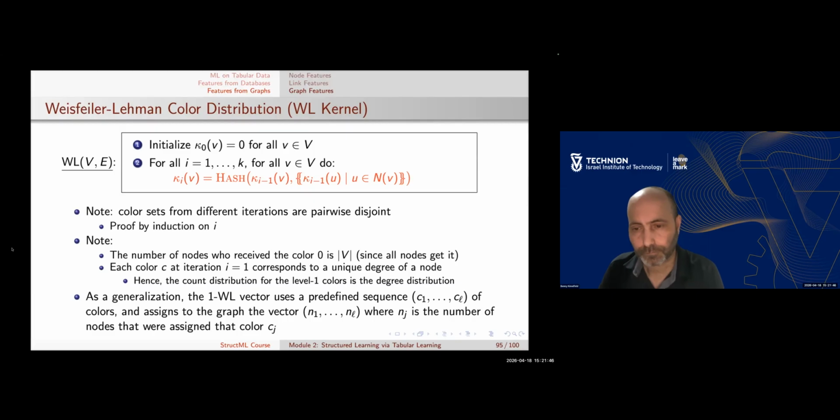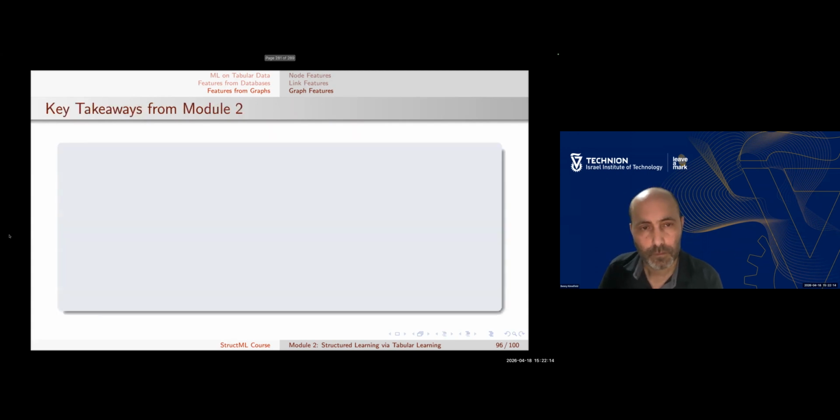Now, you can then generalize it and say, let's have a predefined sequence C1 to CL of colors, and then the feature vector that we're going to produce is the vector N1 to NL, where Nj is the number of nodes that were assigned the color Cj in the execution. Okay, so that's basically it.